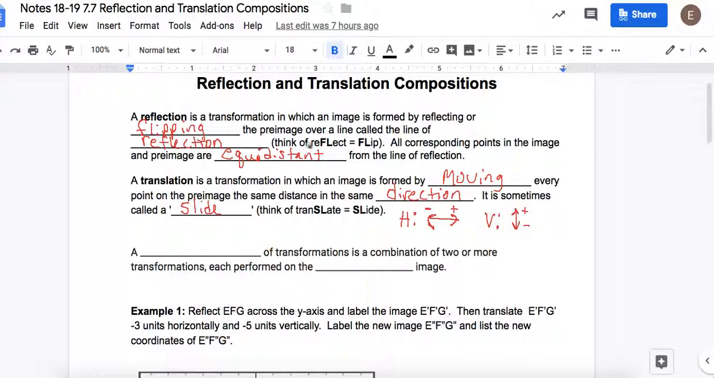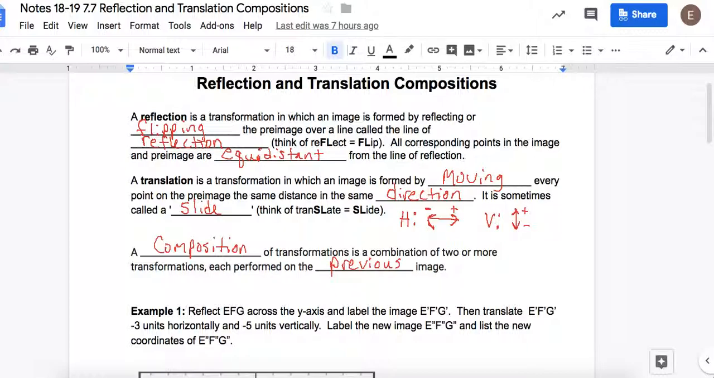Okay, so now that we've reviewed those terms, now we're going to talk about what a composition is. So a composition of transformations is a combination of 2 or more transformations, each performed on the previous image. So in our cases, we are going to do 2 transformations. We will not do more than 2. Okay?